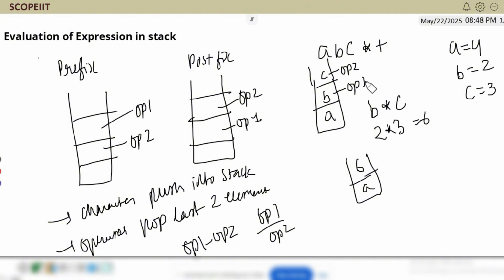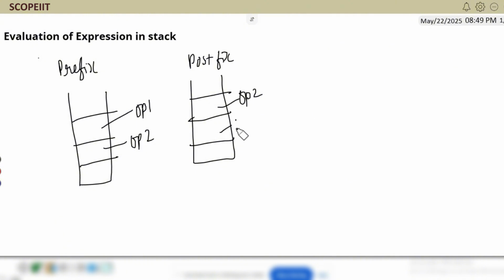After that, what is the next operator? The next operator is plus, so again it will pop the last two elements. It will become A plus 6. What is the value of A? 4. So 4 plus 6, the final answer for this question will be 10. I hope it's clear. Let us take one big example so it will be more clear to you.